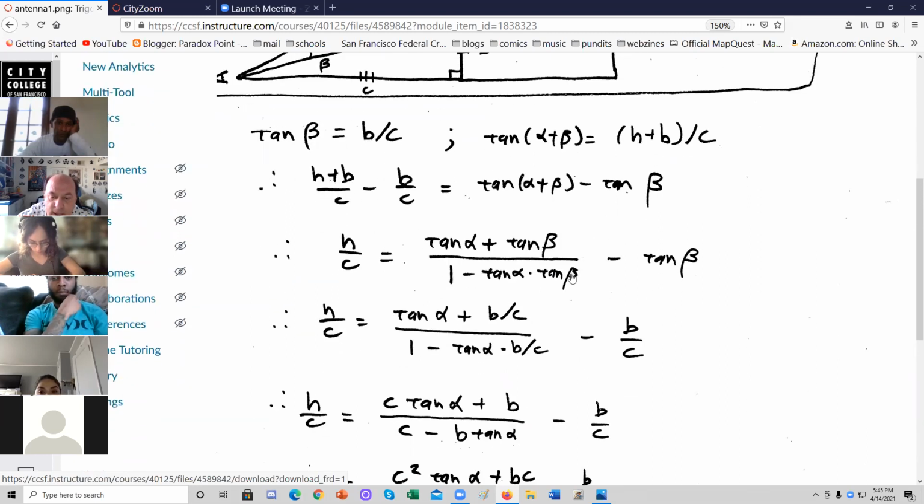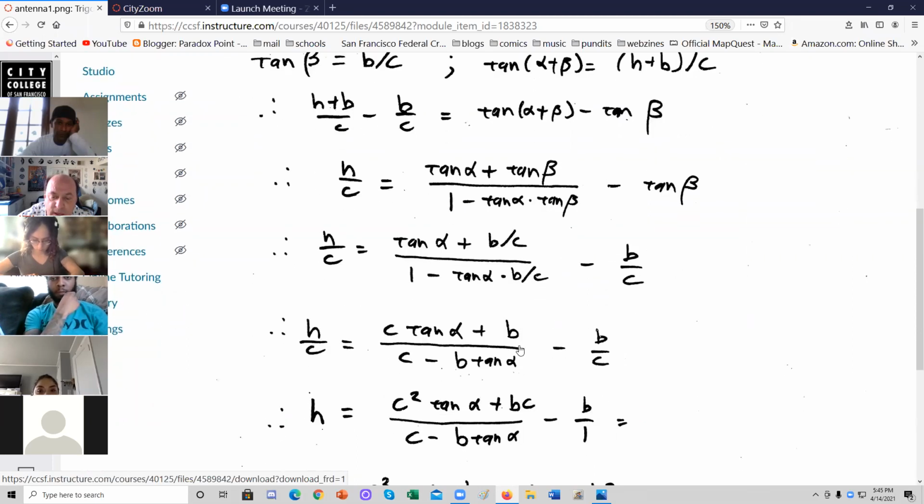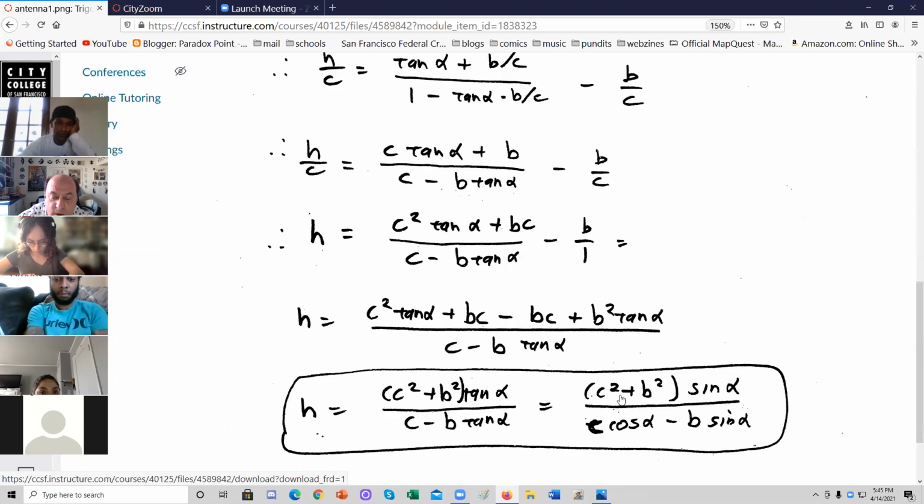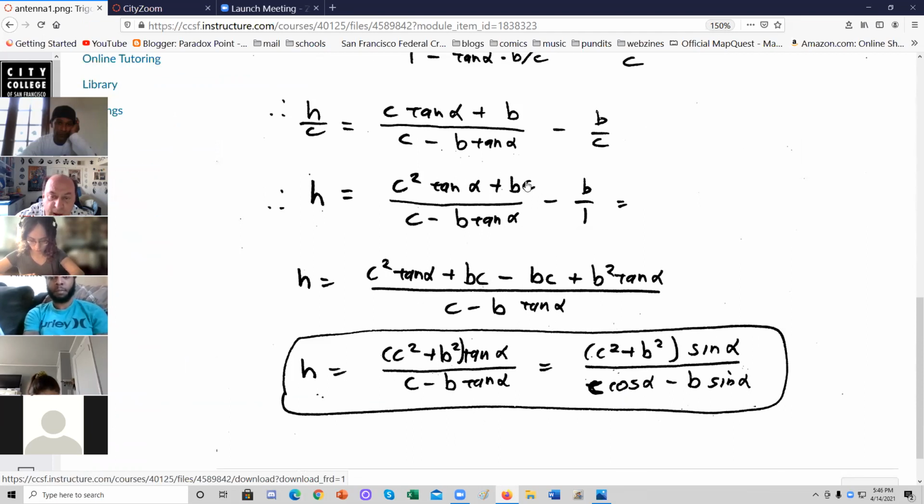All right. Tan beta is B over C. We put that here and here. I'll rescale this, multiplying above and below by C, and so H over C is C tan alpha plus B over C minus B tan alpha, all that minus B over C. Multiplying through by C, H equals C squared tan alpha plus BC over C minus B tan alpha, minus B over 1. And then if we combine terms, adding fractions, we get H equals C squared tan alpha plus BC minus BC plus B squared tan alpha over C minus B tan alpha.